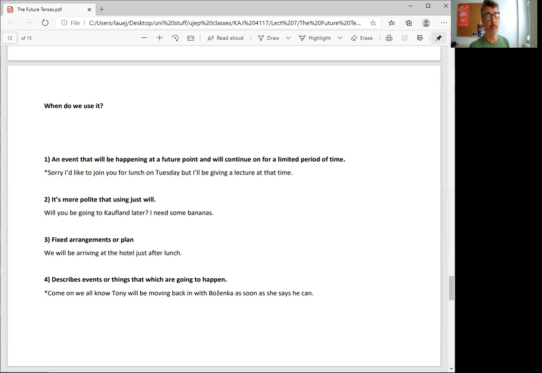And so again, the idea of this continuous tense, like here we have it, is an event that will be happening at a future point and will continue on for a limited period of time. So we're speaking about the future. It's not happening necessarily right now, but it is happening in the future. All right, and here's our example.